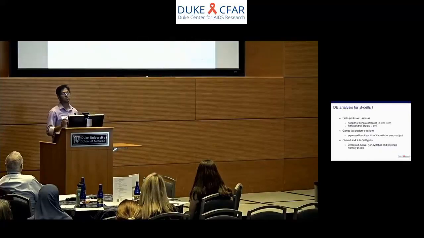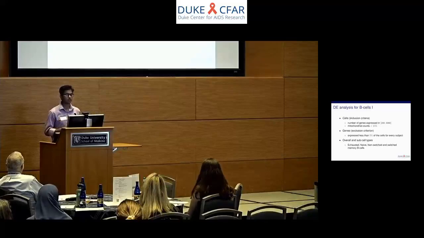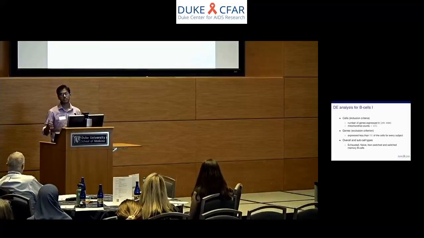I would like to move to the B cell data that I used in my study. Before applying these 4 methods, we performed quality control on our data sets because of the nature of single cell data. These are the criteria I use to filter out low quality genes and cells, such as cells that might be doublets or mitochondrial. I also analyzed this data for overall B cells and considering different subcell types of the B cells.